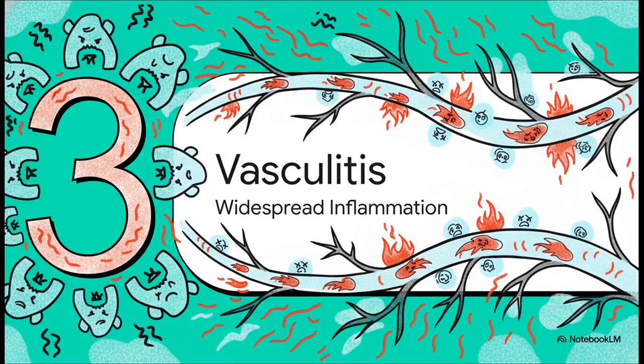Now we're going to shift gears. We're moving from these structural problems to an attack from within, vasculitis. This is where the body's own immune system gets confused and starts inflaming the walls of the blood vessels themselves.